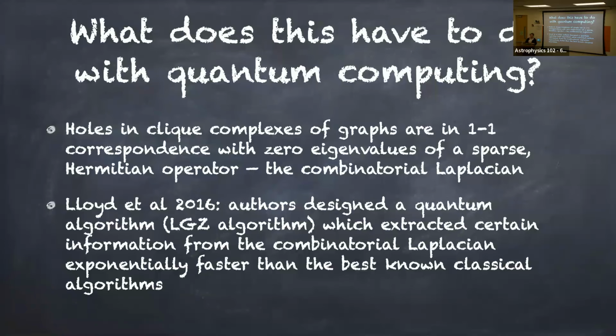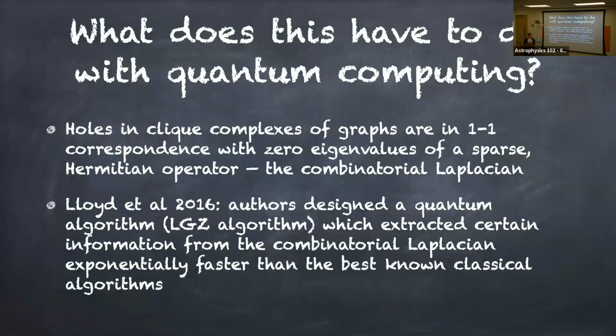Indeed, back in 2016, Lloyd et al., the authors of this paper, designed a quantum algorithm, which I'll refer to as the LGZ algorithm throughout this talk. And this algorithm is able to extract certain information from the combinatorial Laplacian exponentially faster than the best known classical algorithms to extract that same information. So this is very promising: we have an object that sounds similar to a quantum object, that gives practically useful information in a field totally separate from quantum mechanics or physics, and we have an algorithm that can extract information from this object exponentially faster than the best known classical algorithms.